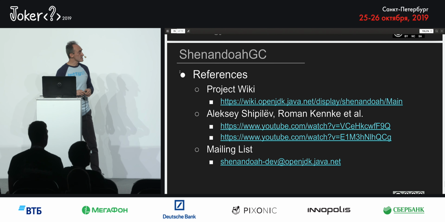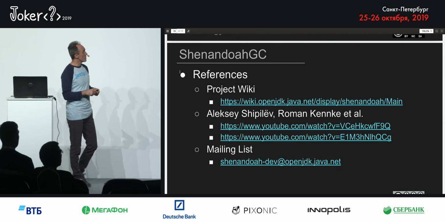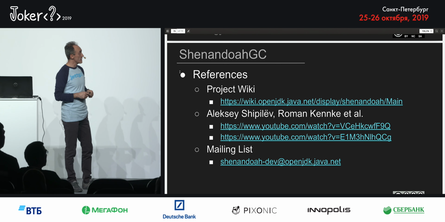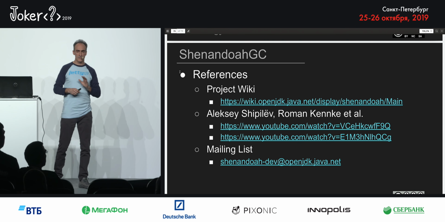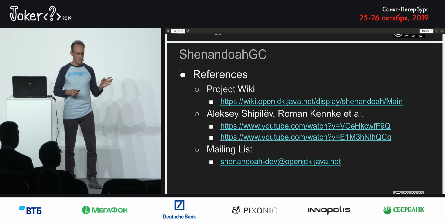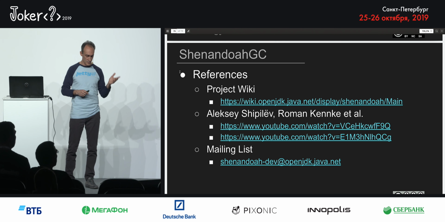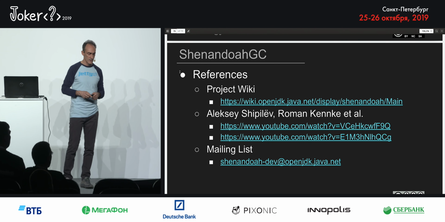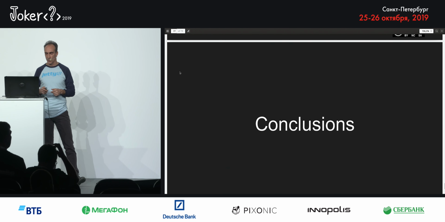Again, references. The main developers for Shenandoah are Alexei Shipilev and Roman Kennke from Red Hat. The mailing list is, as before, super quick to answer and super kind. I reported a couple of bugs and asked a bunch of questions. They're really great, so if you want to test them out.